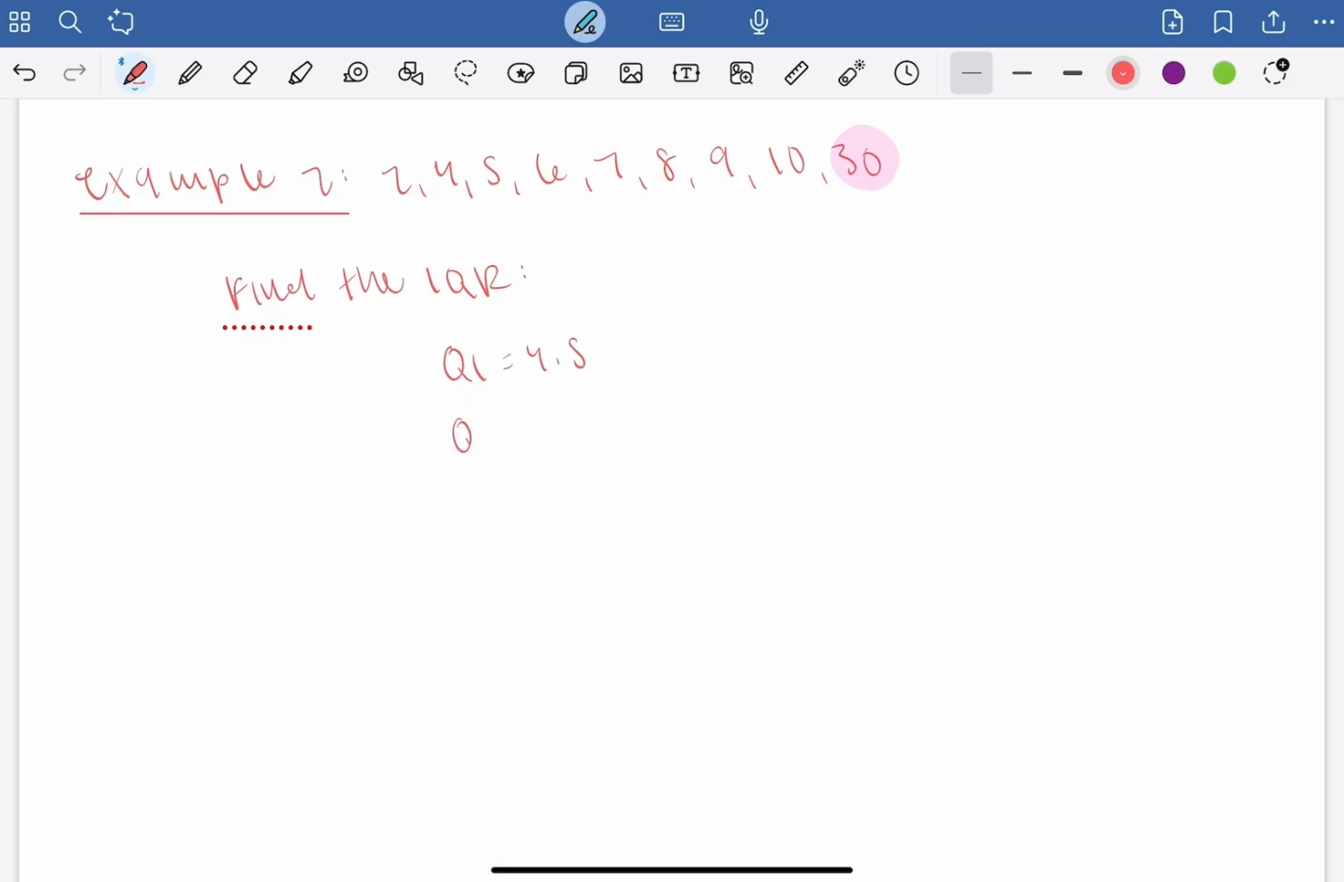At first glance, 30 already looks unusual because it's much farther away from the rest of the numbers. But instead of guessing, statistics gives us a rule for deciding whether a value is officially considered an outlier.